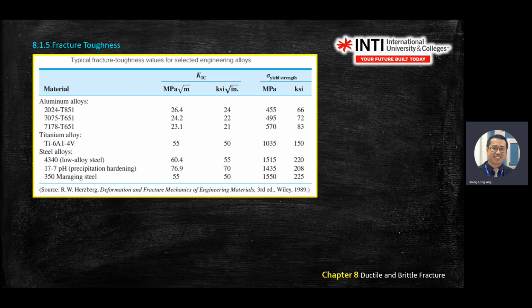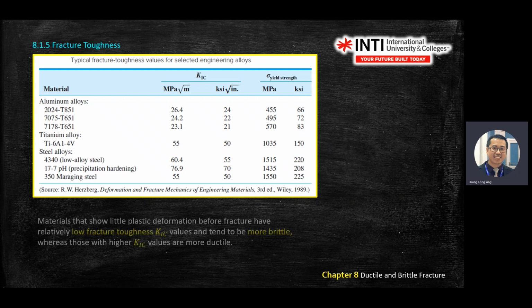You have a quick comparison. Let's say we take aluminium 2024. The KIC is 26 something. But if you look at titanium, a very hard material, the KIC is 55. So it means the harder the material, the higher the KIC. Same with the U strength, it also is very high.